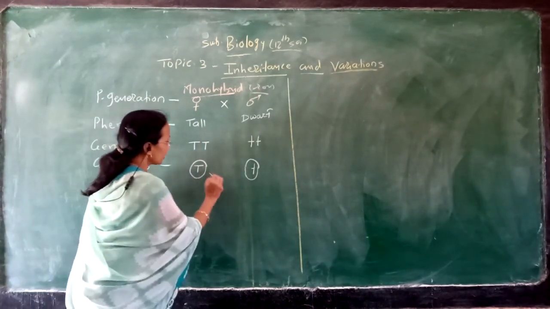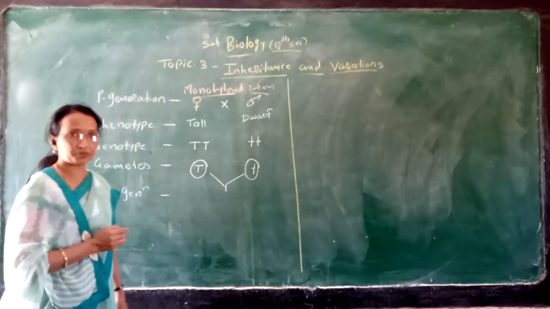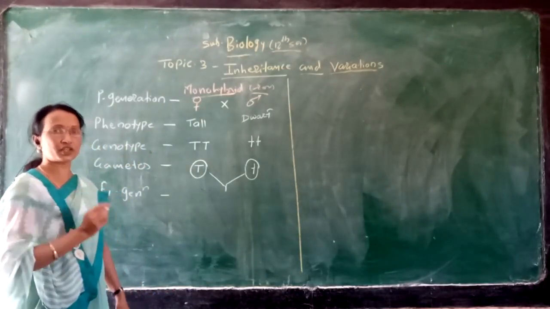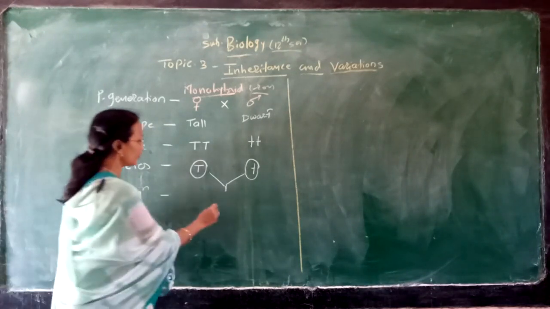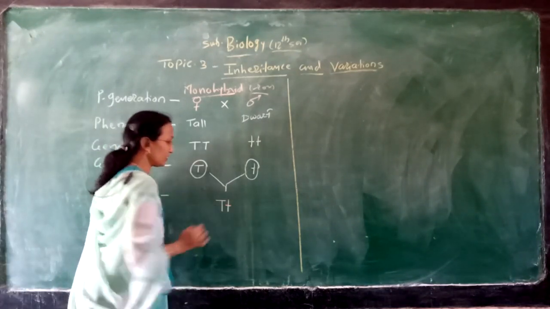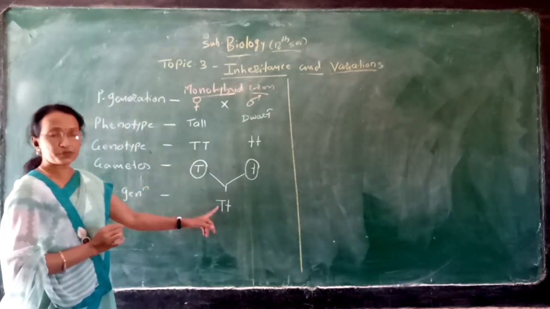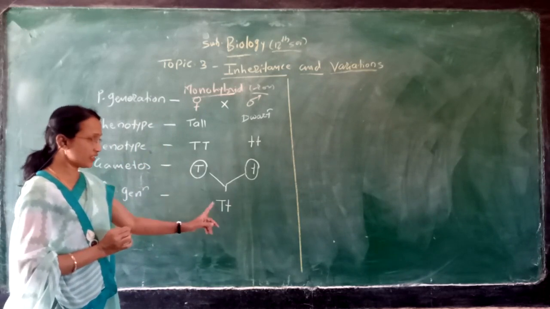Then when the cross takes place in these 2 gametes, the formation of F1 generation takes place, and F1 generation consists of the genotype capital T and small t. These are the genotypes of F1 hybrid. This one is a hybrid.